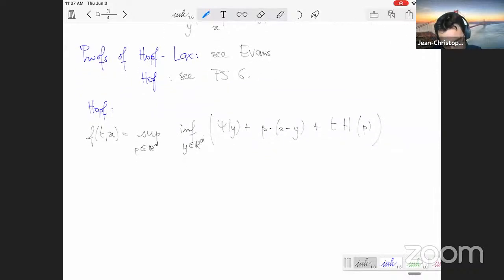What I want to point out is that when you do this infimum over y, you see it's the infimum of psi of y minus y dot p. And so this is talking about the dual of psi computed at p. So let me rewrite this. Equals sup over p of t h of p plus p dot x minus psi star of p.